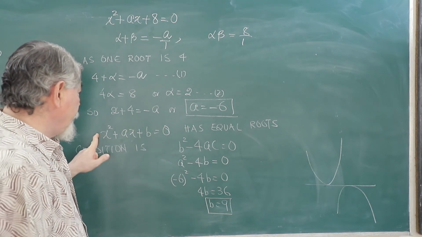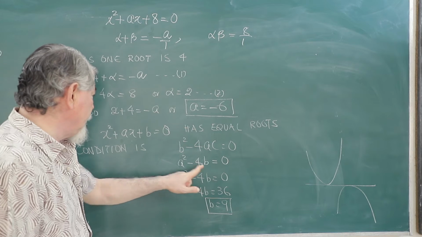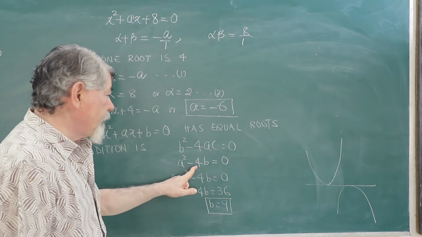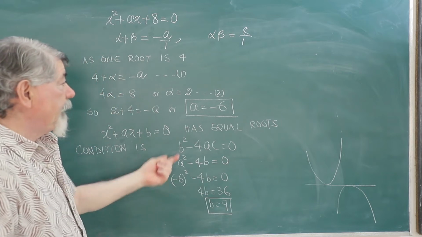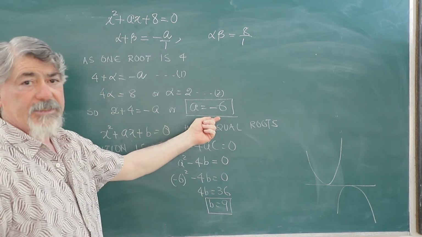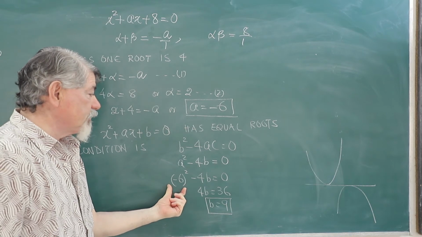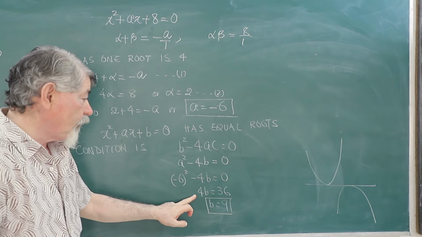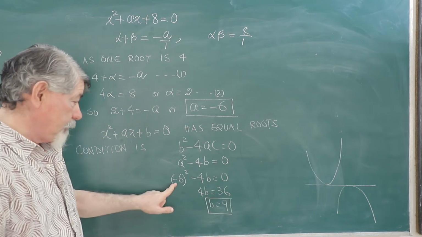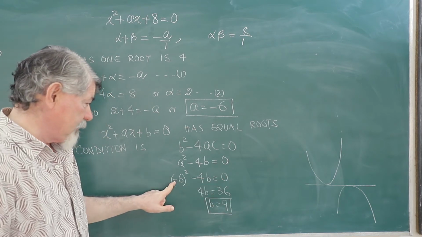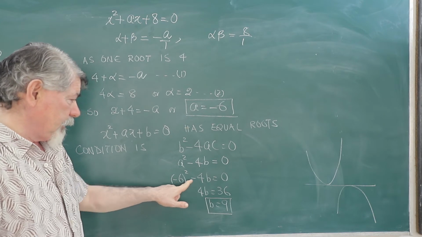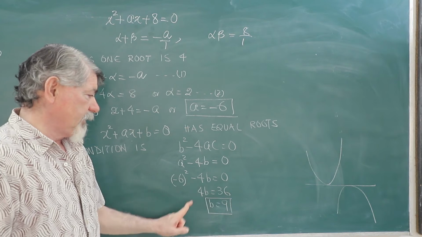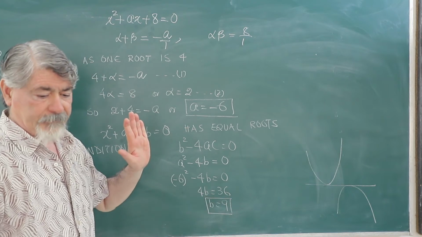a is the coefficient of x square, which is 1, and c is b here in this particular case. So a square minus 4b is equal to 0. a we had calculated as minus 6. So minus 6 whole square minus 4b is equal to 0, or 4b is equal to 36, because I transferred that to that side, it is plus 36. 36 minus 4b is equal to 0, 4b is equal to 36, b is equal to 9.